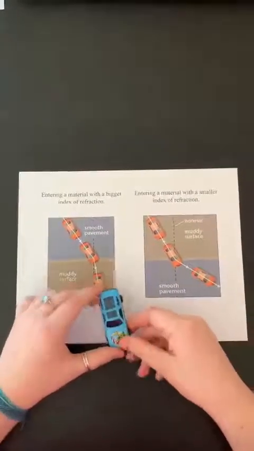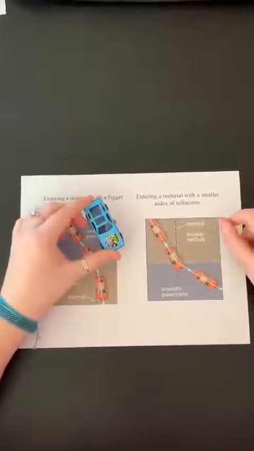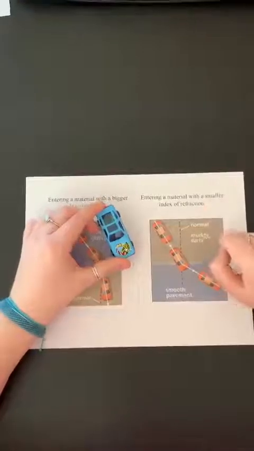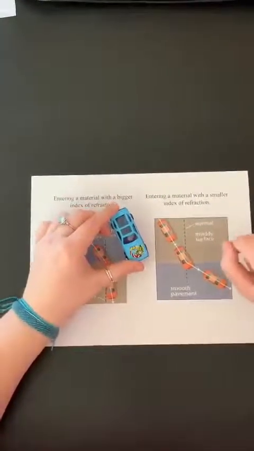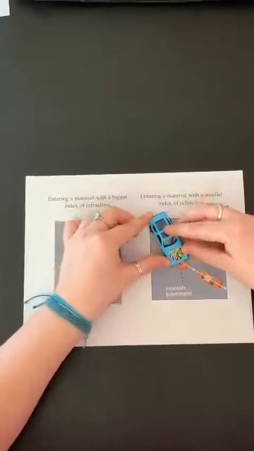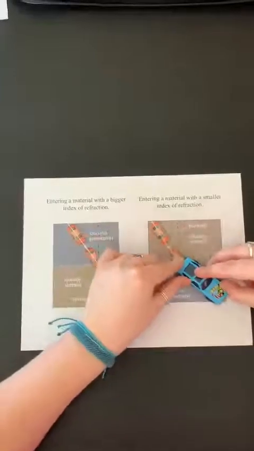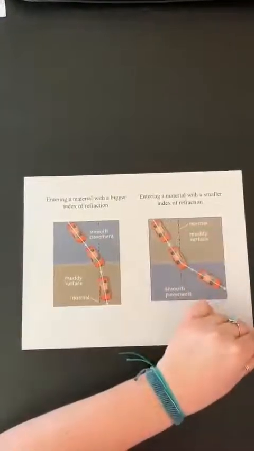Something very similar happens when light rays escape a material with a higher index of refraction and enter a material with a smaller index of refraction. However, in this scenario, the car you are driving is already in the mud, and the tire that hits the pavement first causes the car to rotate and pivot in the opposite direction.